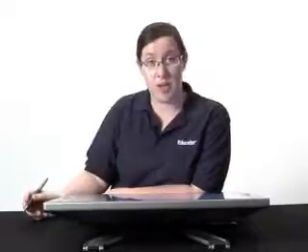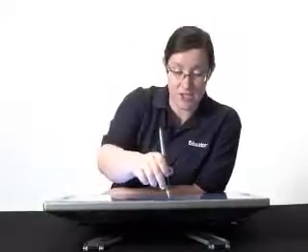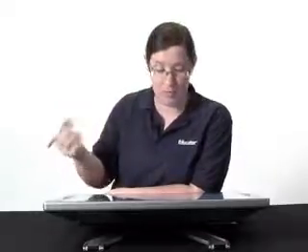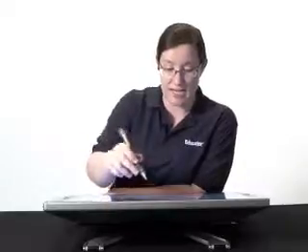Now a clause, by contrast, contains both a subject and a predicate. It has something or someone performing an action and the action that something or someone performs. An independent clause expresses a complete thought and can stand alone. I went to the store. Subject I, predicate, went to the store. Complete thought, can stand by itself.